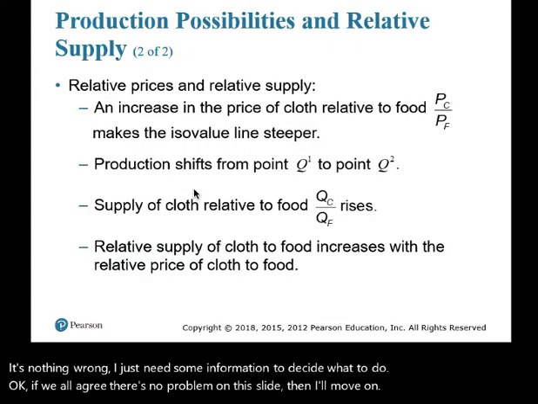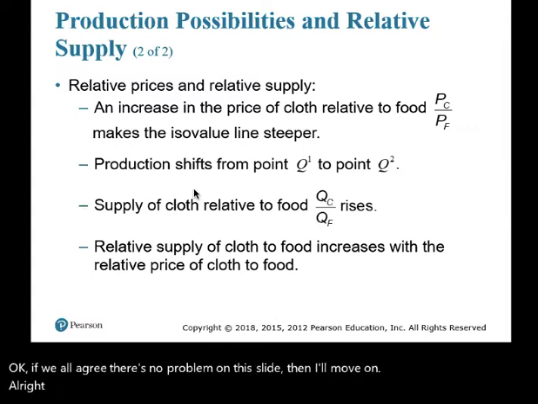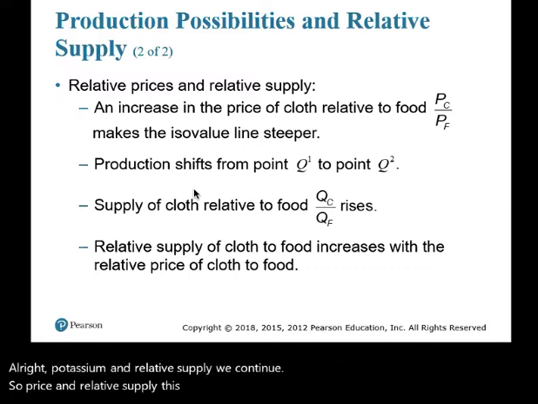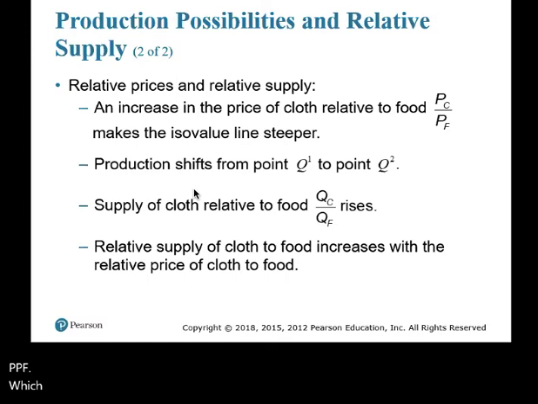All right, production possibility and relative supply, we continue. So relative price and relative supply, this is what we have just shown, right? The relative supply is the PPF, which is the production of a good relative to another good. So together, both supply and price will have this determination effect on the output, right?